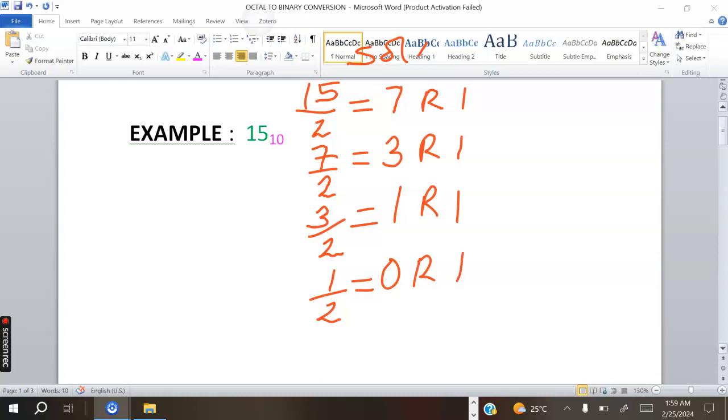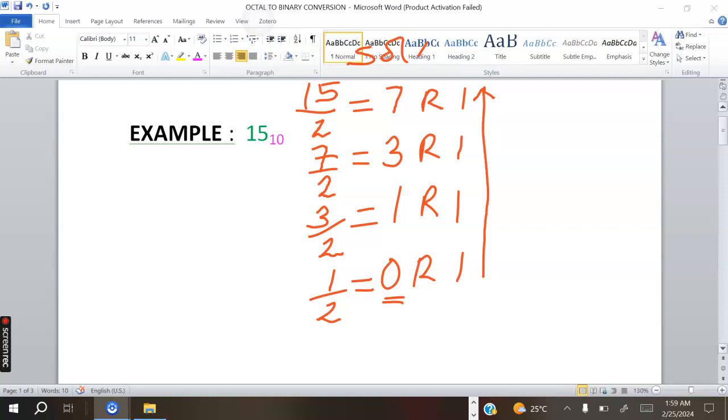After you get the quotient 0, which is the last part, this is our quotient, the one that I've highlighted. Now remember the rules: once the quotient is 0, you're supposed to read the remainders upward. R stands for the remainder. I will draw another line going upward to show how to go about it.